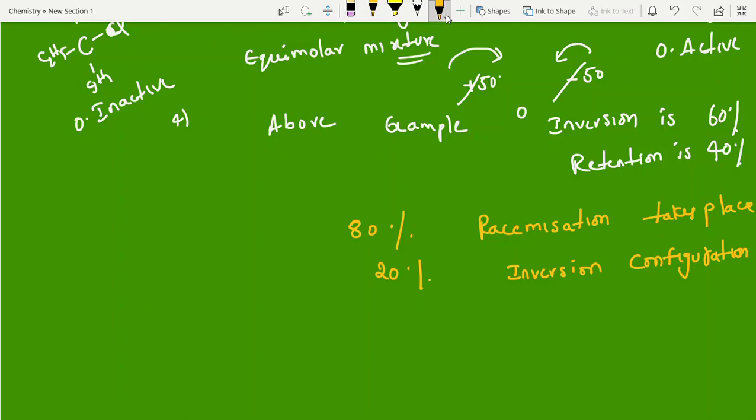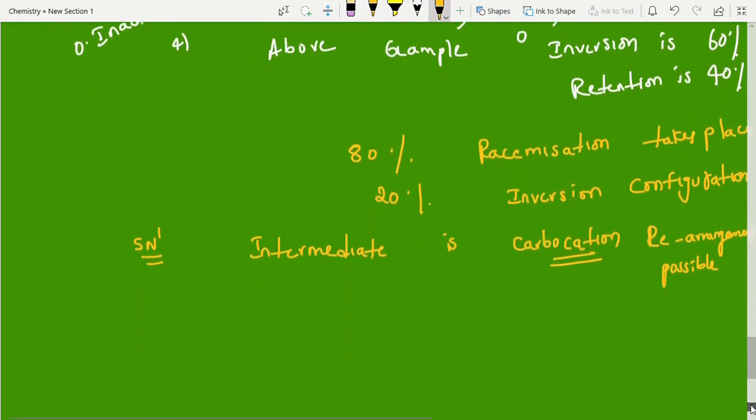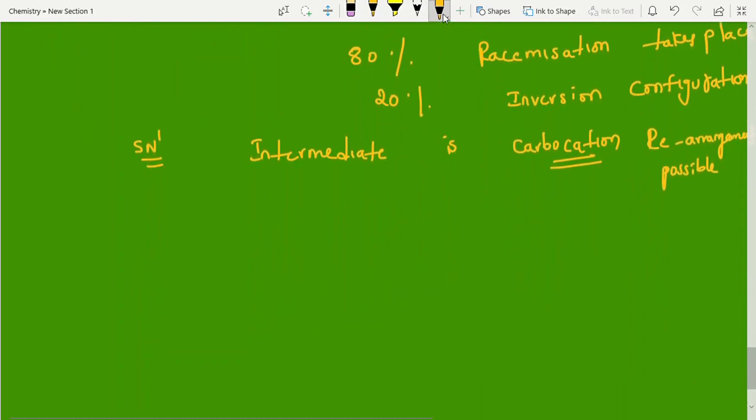SN2 is still not yet completed. Okay, SN1 reaction only we have completed. In SN1, what is the intermediate, students? SN1 intermediate is carbocation. Whenever carbocation is there, then what happens? Rearrangement occurs. Rearrangement possible. Okay, hydride shift, methyl shift, phenyl shift I had explained already. So please watch that rearrangement reactions video and come back to the question and everyone try this answer.